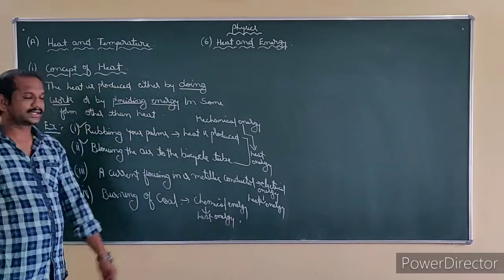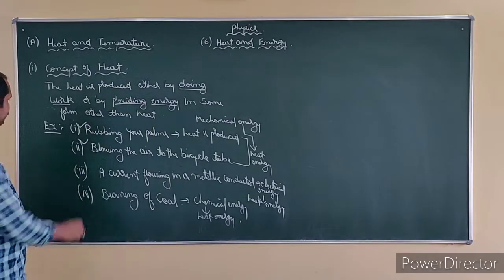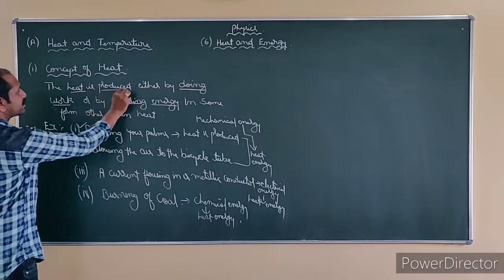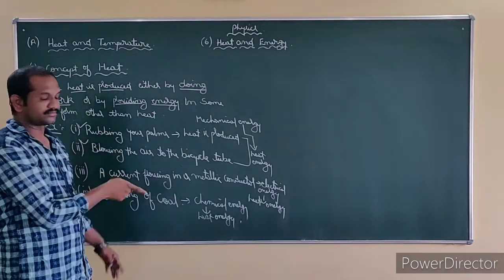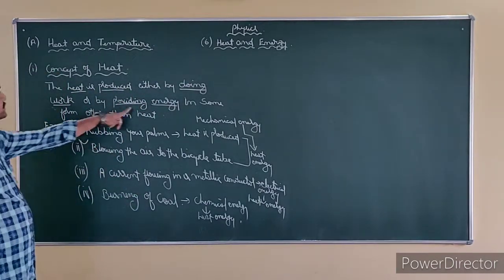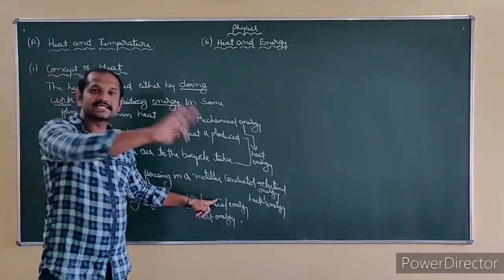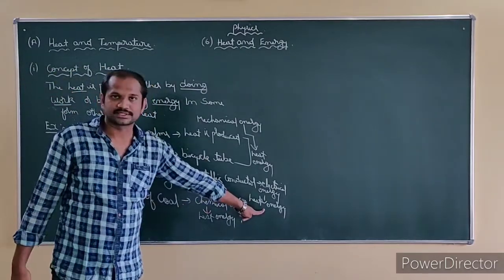So you are understanding that. See, there is a 2, 3. First and second is by doing work. Heat is being produced by doing work. Where third and fourth example is by providing energy. In this case, electric energy is provided and heat is being produced.